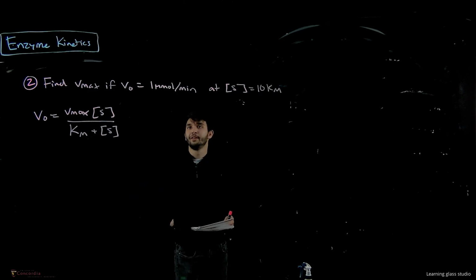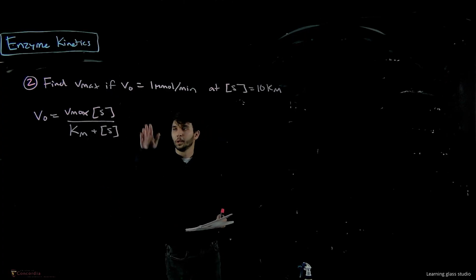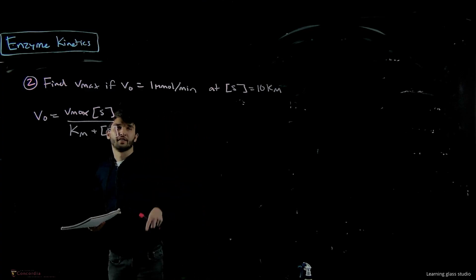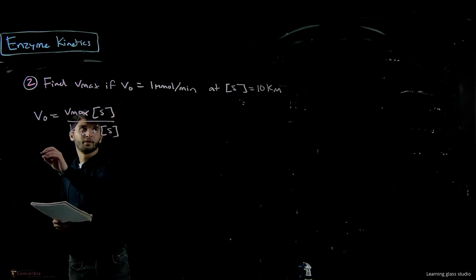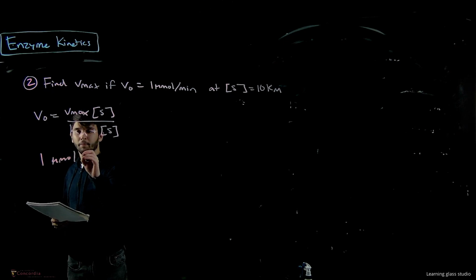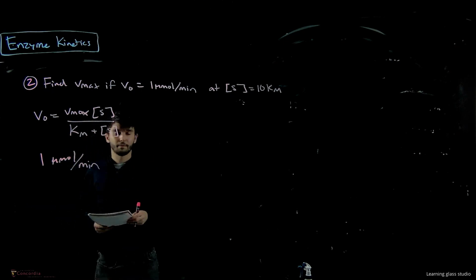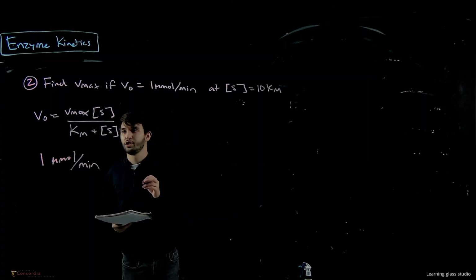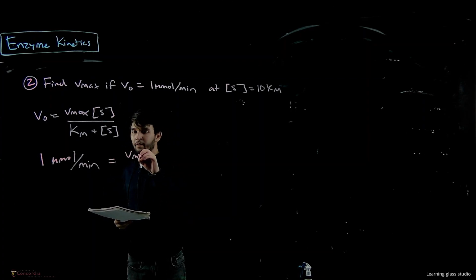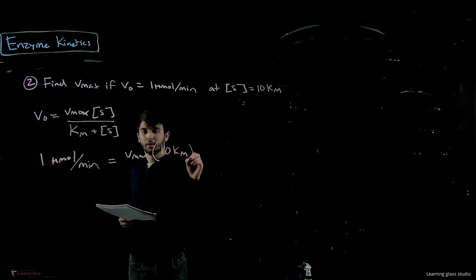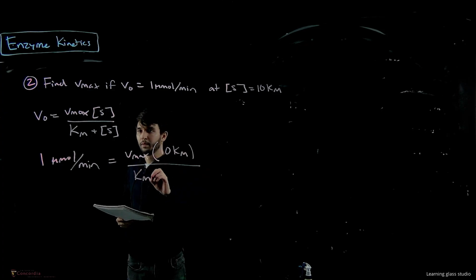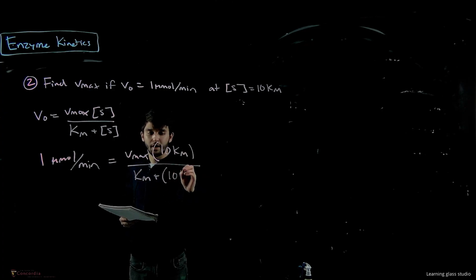Find Vmax if V0 equals 1 micromole per minute and the substrate concentration is equal to 10 Km. We're using just the hyperbolic equation here, nothing crazy. So first we just substitute in these variables. V0 equals 1 micromole per minute. This is just a rate, not the maximum rate, just the current rate of reaction at the substrate concentration. That equals Vmax, and then we're multiplying this by 10 Km over Km plus 10 Km.